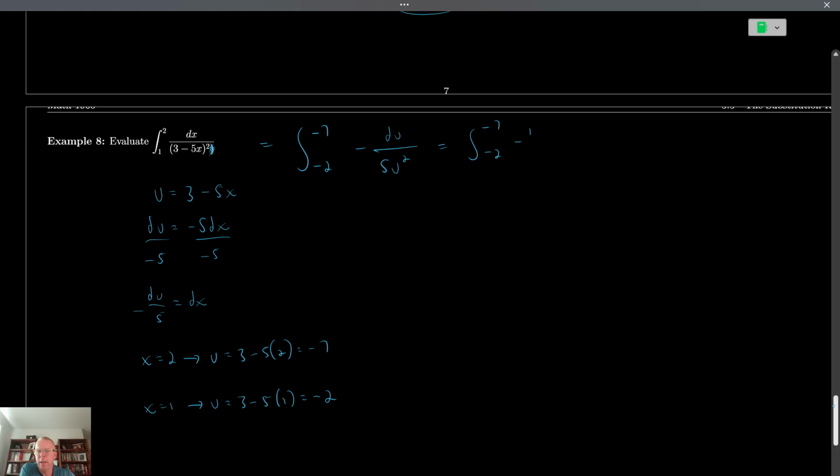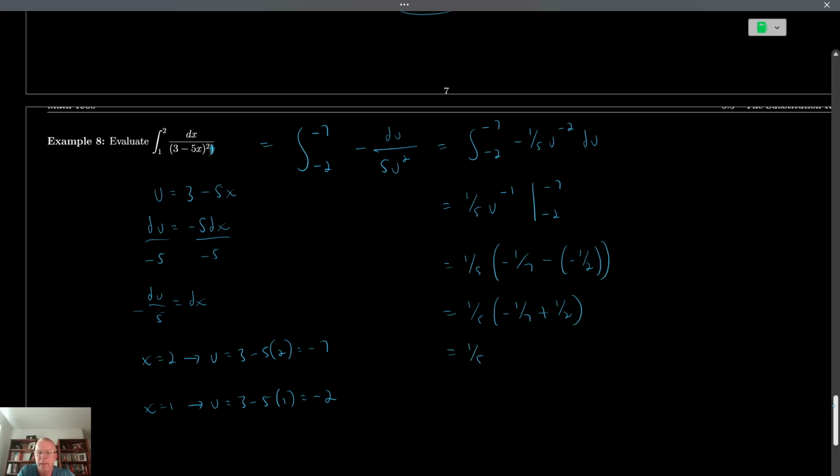So let's write this as negative 1/5 u to the negative 2 du. Add 1 to the exponents, that'd be a negative 1. Divide by negative 1, so we get 1/5 u to the negative 1, integrated from negative 2 to negative 7. So we have 1/5, and this would be negative 1/7 minus negative 1/2. And so we should get, let's see, 1/5, negative 1/7 plus 1/2.